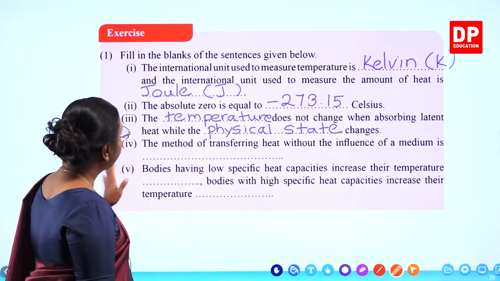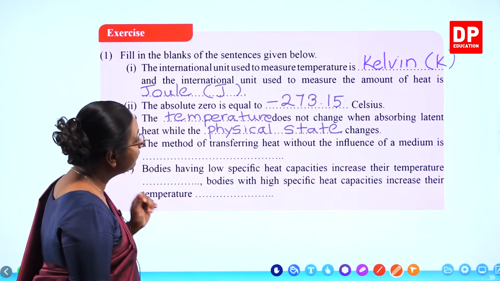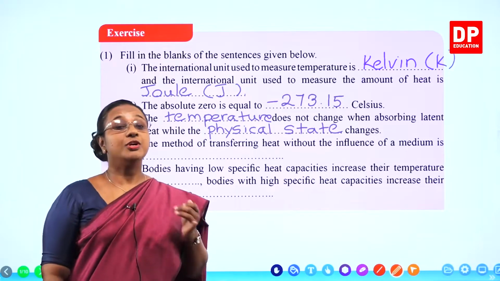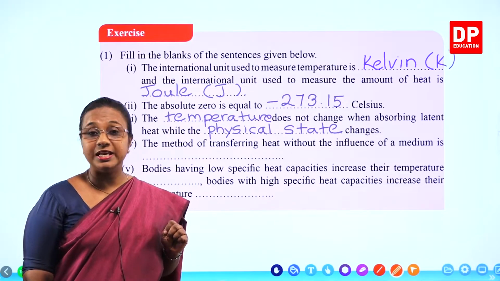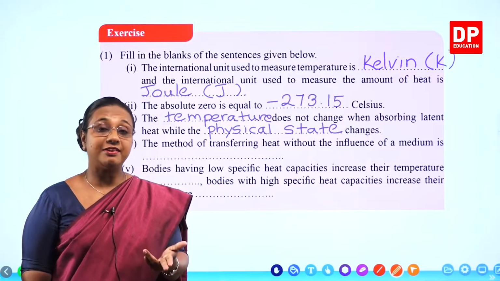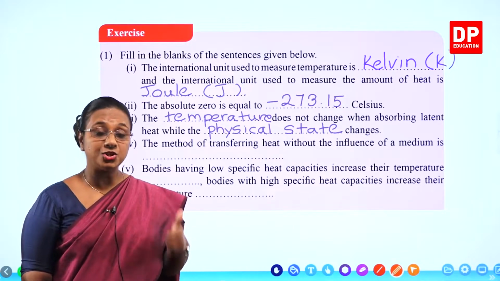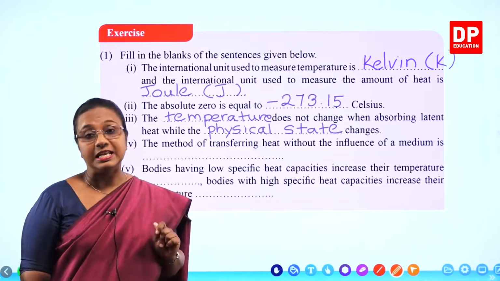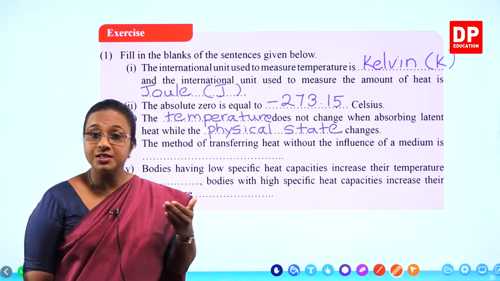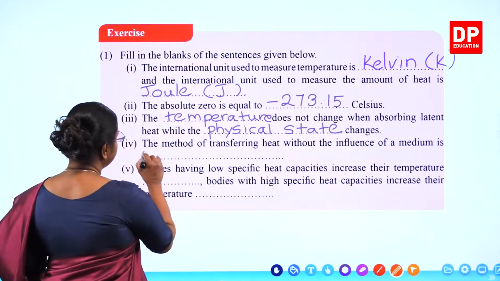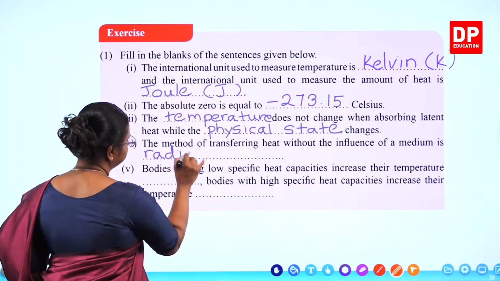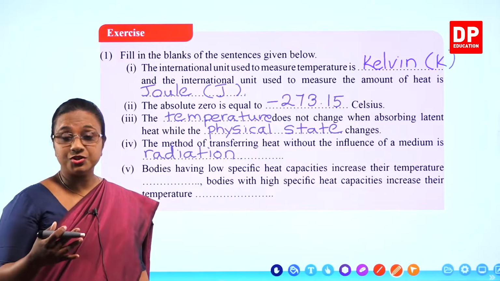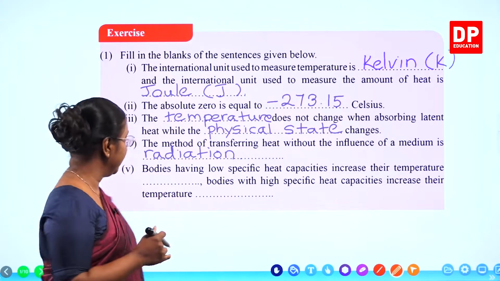The fourth one, the method of transferring heat without the influence of a medium is what? It is radiation. So, you all know there are three ways of transferring heat: conduction, convection and radiation. Conduction takes place in solids, convection in liquid and gases. So, those two need a medium, whereas radiation occurs without a medium. So, it has to be radiation. And you all know, students, radiation is also referred to as thermal radiation.